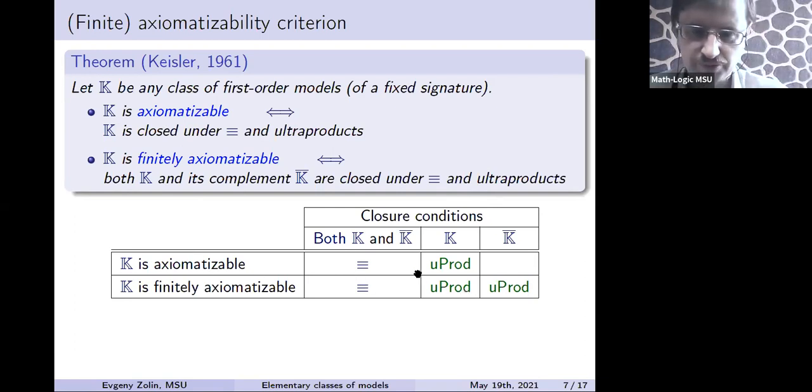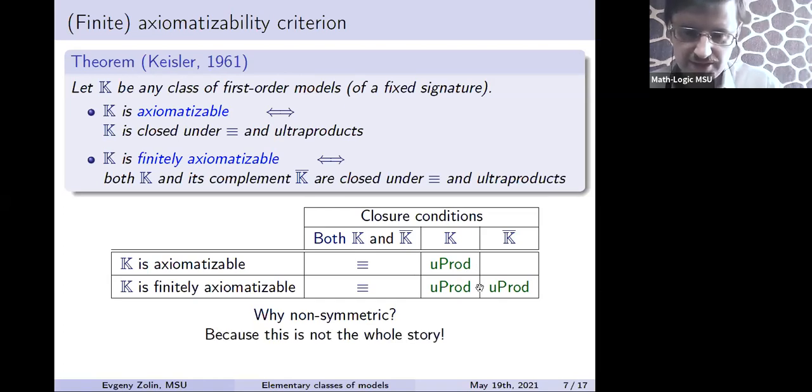The first line corresponds to axiomatizable classes. The second line corresponds to finitely axiomatizable classes. And there is an evident asymmetry in this table. We have 3 occurrences of ultra product, and the 4th cell is empty. There is no symmetry. And the reason is that this is not the whole story. There are 2 more cases that complete this picture in a nice way.